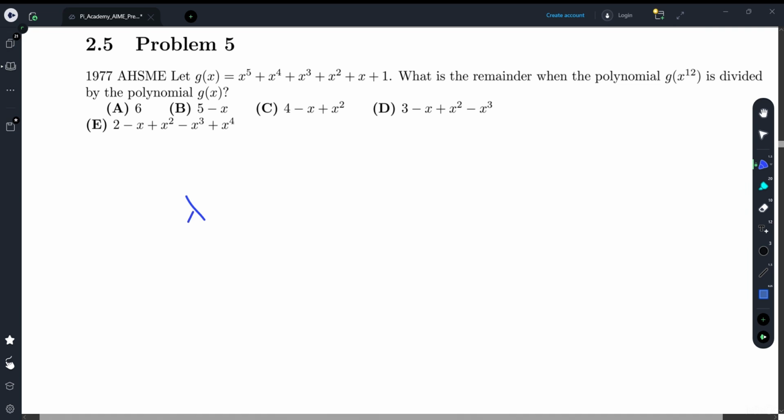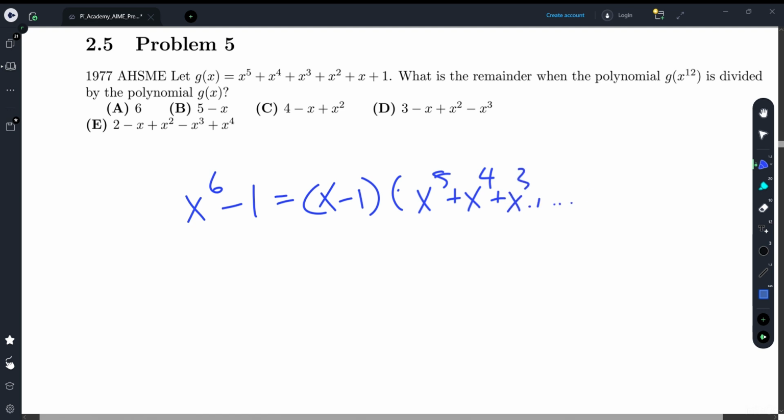We notice x to the 6 minus 1 is equal to x minus 1 times g of x, or x to the 5th plus x to the 4th plus x to the 3rd, and so on. And this is just the sum of powers technique.